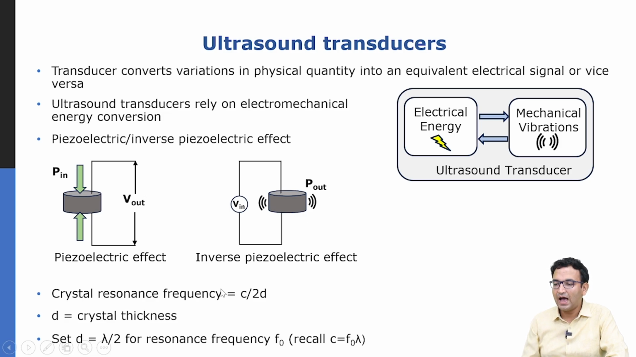Then we discussed that the crystal resonance frequency can be given by c/2d, where d is the thickness of the crystal, and we discussed that we want the resonance to be in the thickness mode and not in the radial mode. Now, if you want the transducer to oscillate at a frequency f0, employing the formula c = f0 × λ and knowing the speed of sound c in the crystal material, I would set d equal to λ/2 in this formula, and I would be able to assess the thickness of the crystal, which would give me a resonant frequency f0.